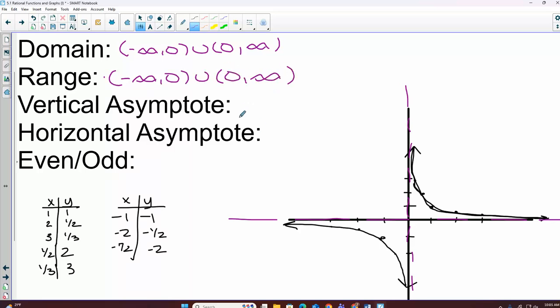Vertical asymptote. This is a line, so we have to write it as an equation. Vertical is x equals. What's the vertical line we got close to but we didn't touch? This line is just x equals 0. Lots of zeros here. My horizontal asymptote. Horizontal is y equals. What's the horizontal line we didn't touch?